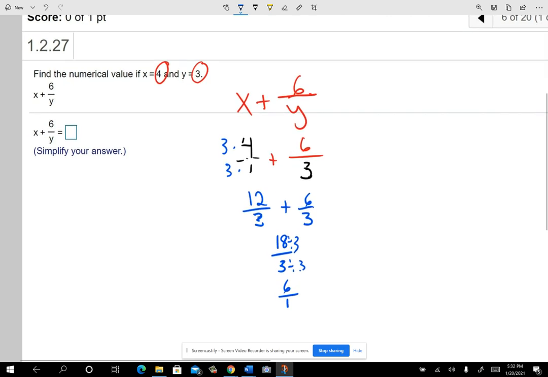Don't leave it like that. 6 over 1 is really 6, 6 divided by 1. All right, after I did it, I realized, look at this. If I plug the 4 in for x and the 3 in for y, couldn't I have just simplified that fraction? 6 divided by 3 is really 2, and then 4 plus 2 is really 6. So I could have done it that way also.